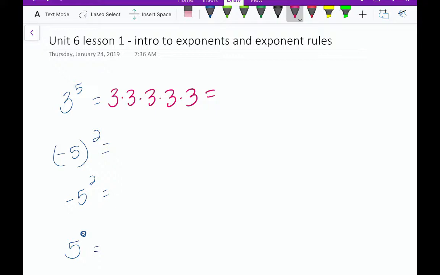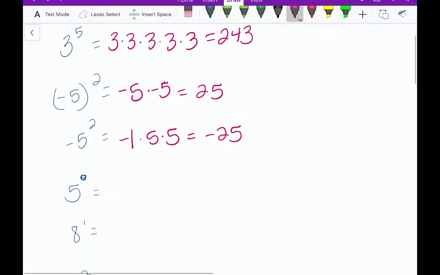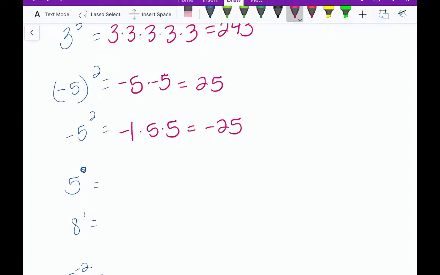And so when I multiply all of that, I get 243. 3 to the 5th power is 243. We've talked about this example before. Negative 5 to the 2nd power is the same as negative 5 times negative 5, which is positive 25. Whereas the next example is the same as negative 1 times 5, which is negative 25. So make sure you know the difference in those.